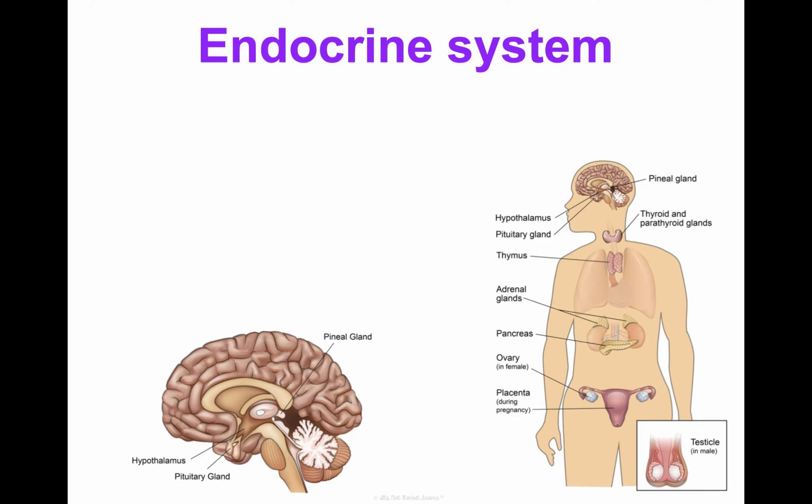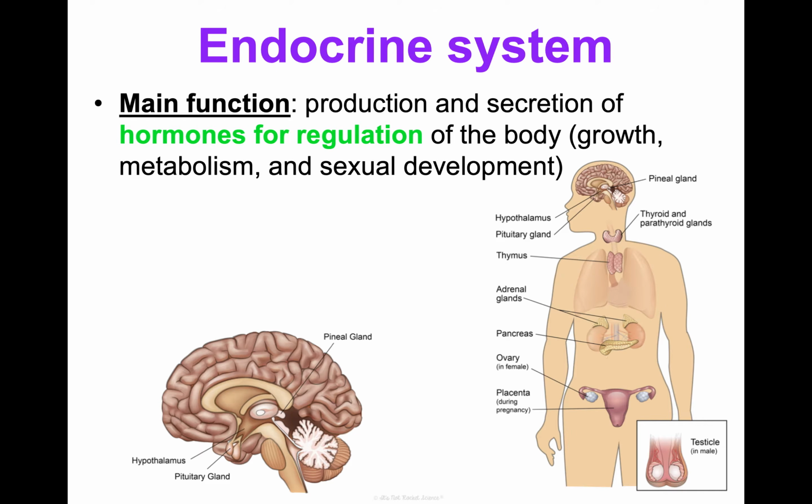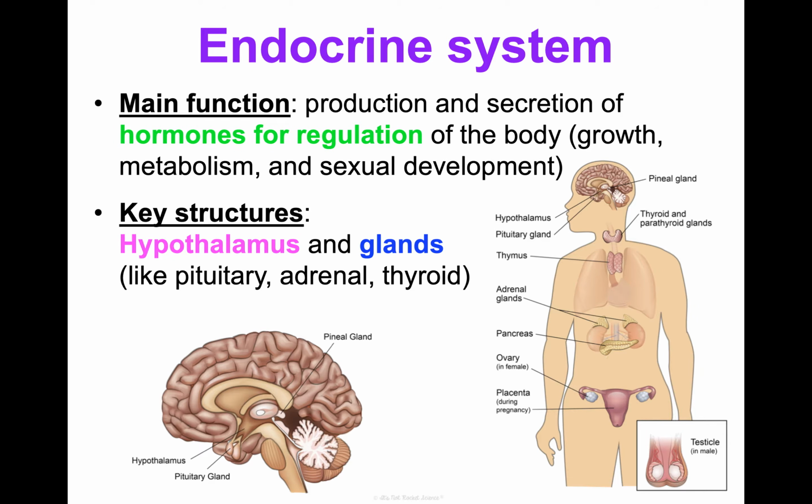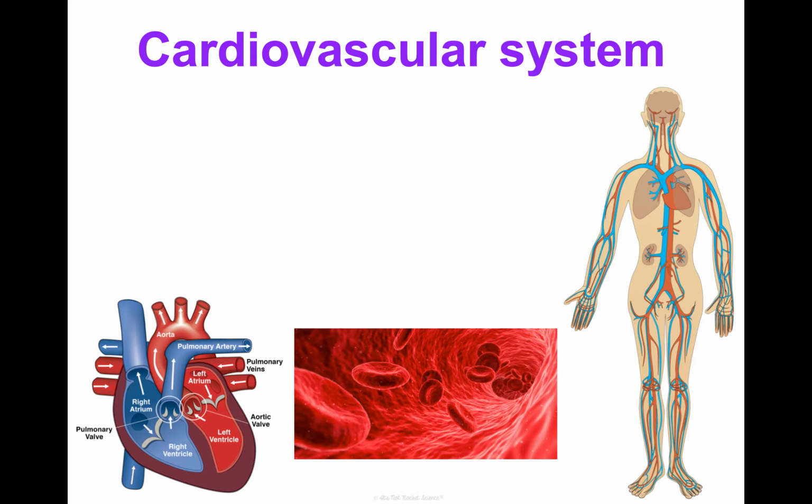All right, the endocrine system. The endocrine system's main function is production and secretion of hormones for regulation of the body. So growth, metabolism, sexual development. And we're going to learn the endocrine system when we learn the nervous system, because this has to do with regulation, and the nervous system has to do with control. So those go hand in hand. That's why we're going to kind of learn them together. Key structures are the hypothalamus and then a bunch of different glands like the pituitary and the adrenal and the thyroid that are just going to do a lot for us. This is where the signaling and communication we talked about in concept 2 is really, really going to come up a lot.